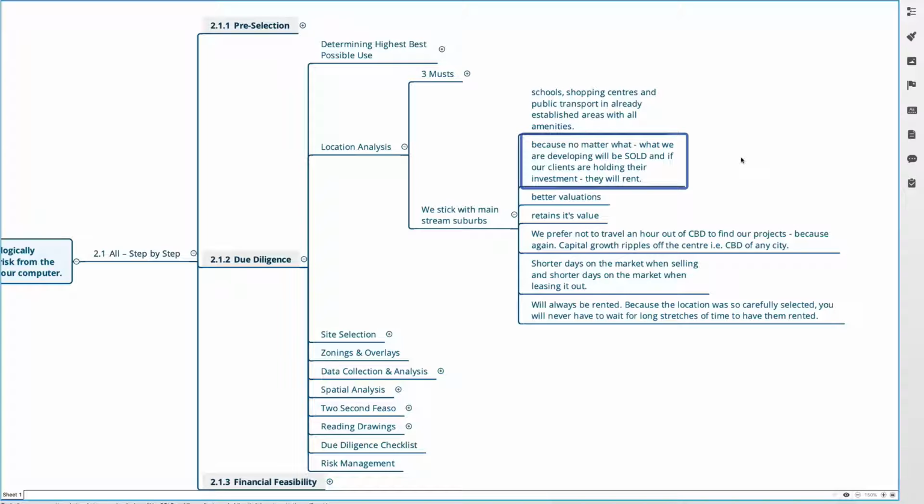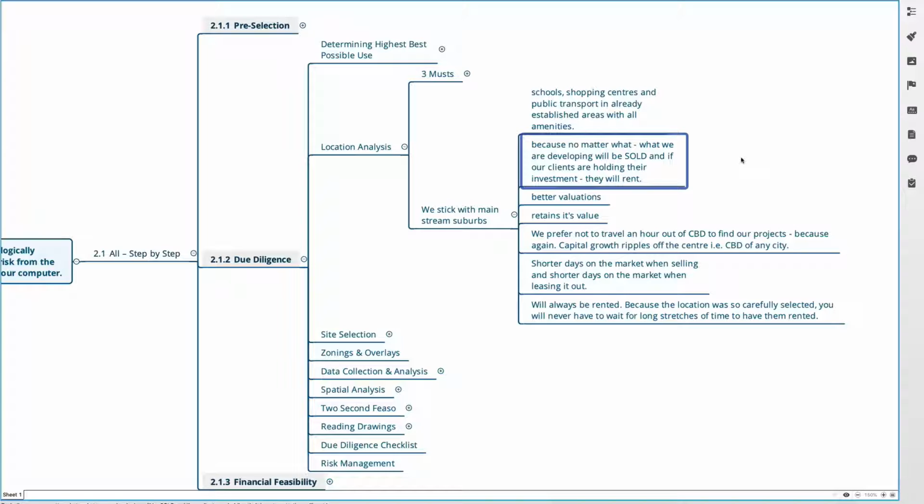This is also to be able to get better valuation, so that if the market goes back, it can still retain its value. We prefer not to travel an hour out of the CBD to find our projects, because capital growth ripples off the center, that is the CBD of any city.